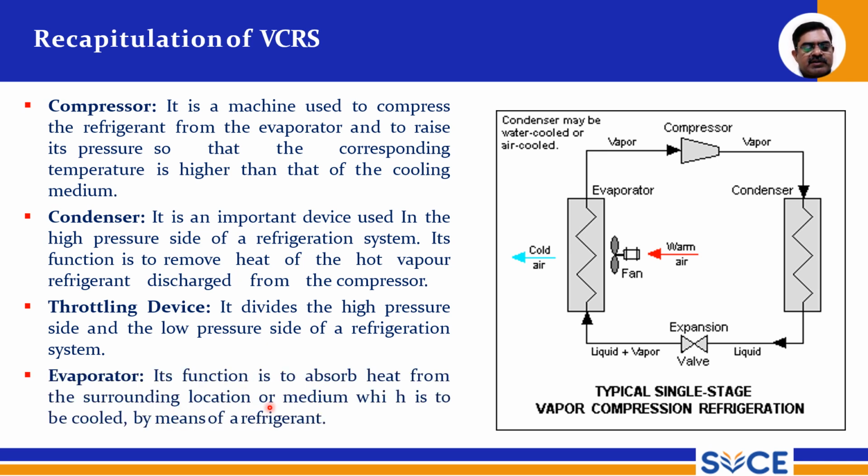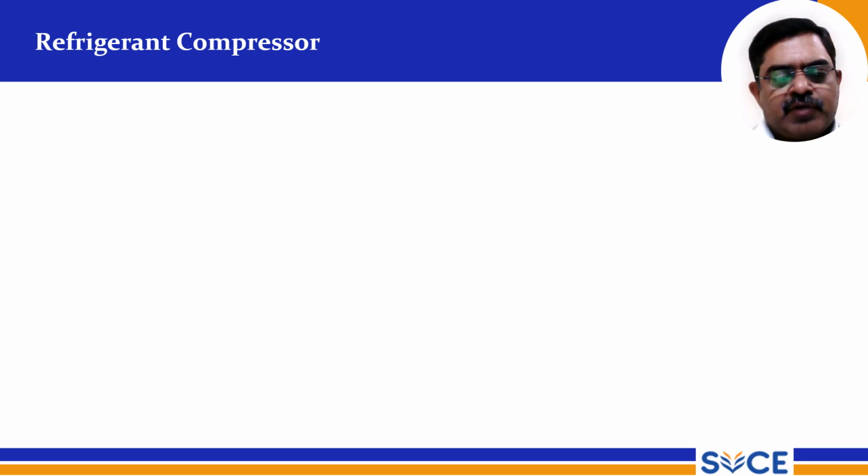The evaporator's function is to absorb heat from the surrounding location or medium which is to be cooled by means of the refrigerant, where the refrigerant is circulated in the evaporator. These are the four components. And the refrigerant compressor is the first component, or first device, in the vapor compression refrigeration system.